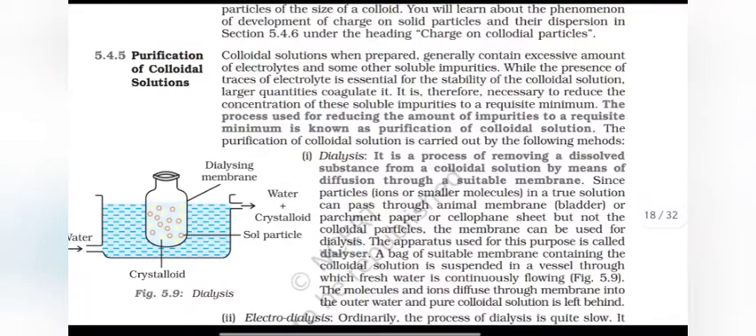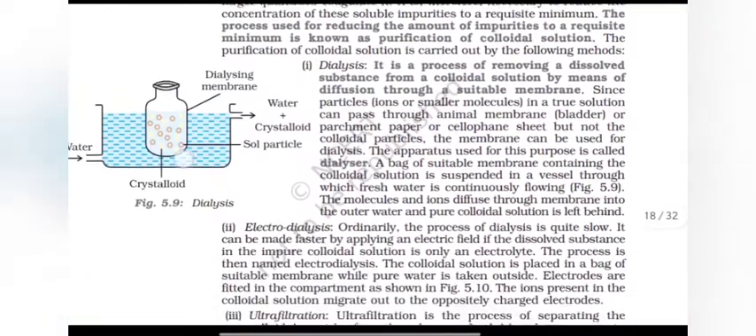Purification of colloidal solutions. Colloidal solutions when prepared generally contain excessive amounts of electrolytes and other soluble impurities, while the presence of traces of electrolyte is essential for stability of the colloidal solution. Larger quantities coagulate it. It is therefore necessary to reduce the concentration of these soluble impurities to a requisite minimum. The process used for reducing the amount of impurities to a requisite minimum is known as purification of colloidal solution. It is done by the following methods.